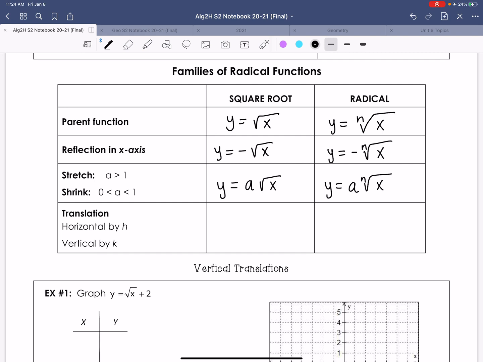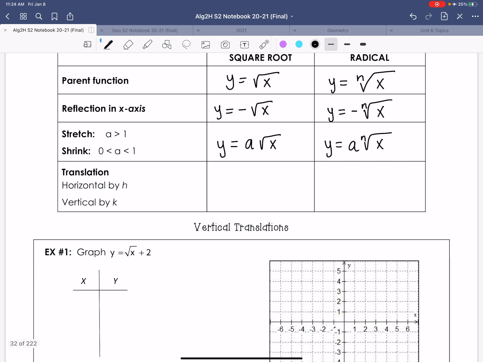And then our lefts, rights, ups, downs. Horizontal is h, and k is our vertical. Remember, horizontals are inside the function, verticals are outside the function. Inside the function, it's opposite of what you think. Outside the function is same as what you think. So this would go y equals the square root of x minus h, opposite, and then plus k, same as what you think. Same here, y equals the nth root of x minus h, plus k.